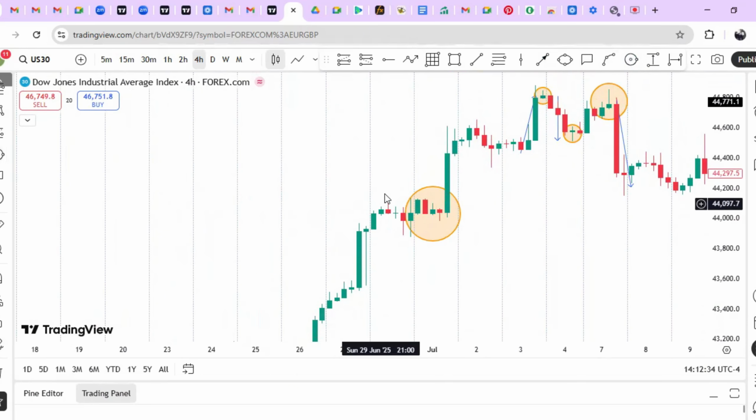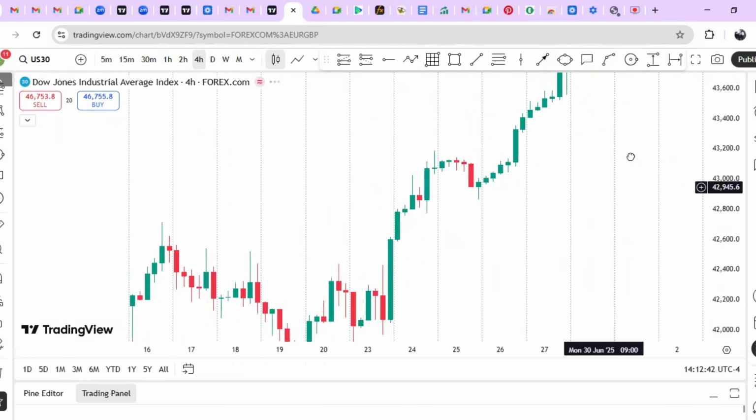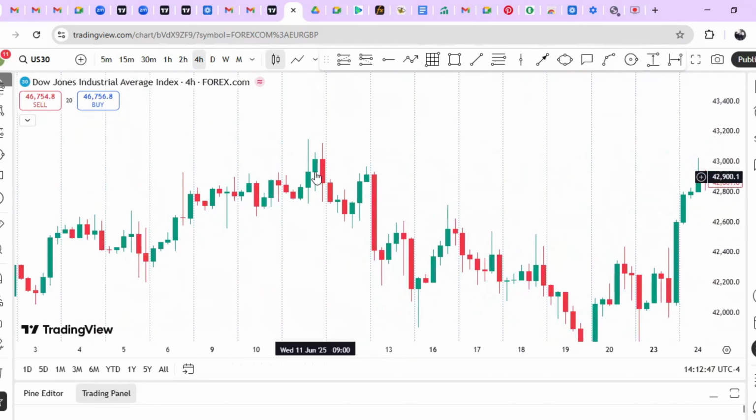Here again, impulsive push, correction. At the end of the correction, the Doji formed, or a hammer rather. Then you can see what happened next. Nice impulsive push to the upside. Coming here again, the same thing.